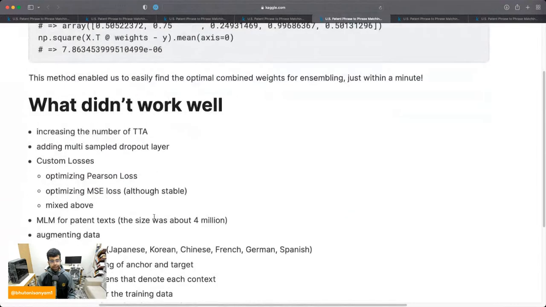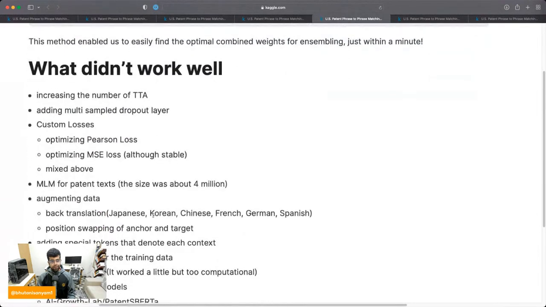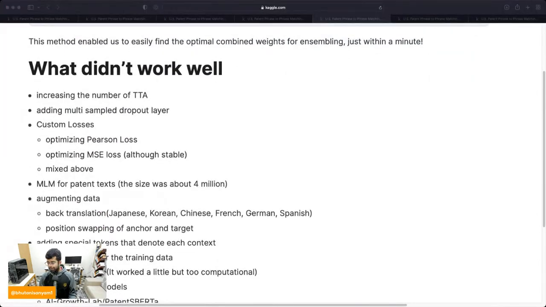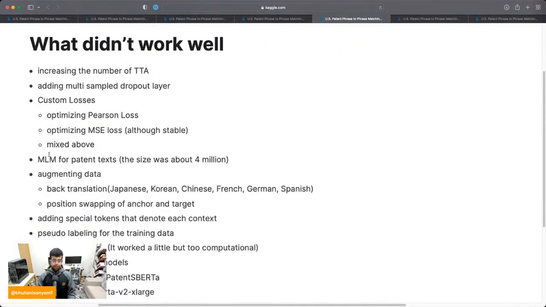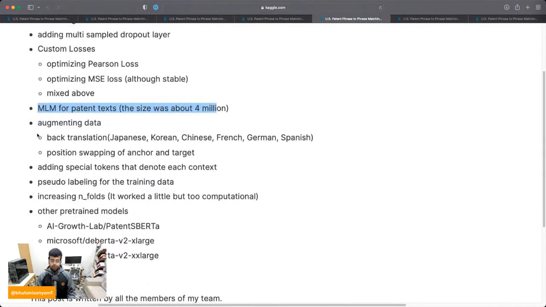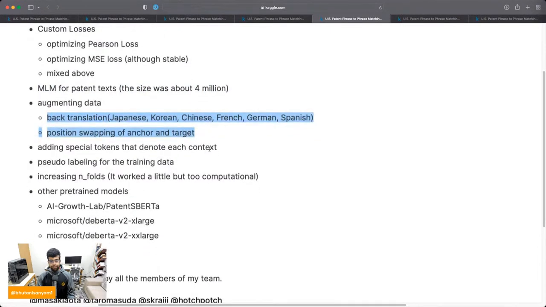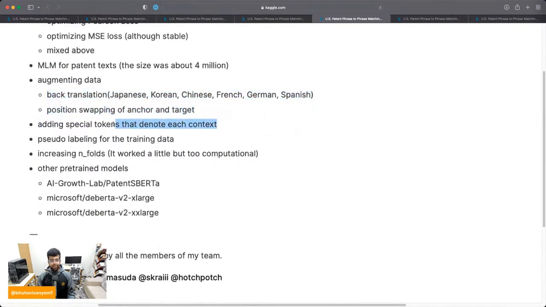So for them, increasing TTA did not work. Using custom losses, we saw another team recently that had done this. For them, this did not work. MLM apparently did not work for any of the top teams. Other augmentation, back translation, and swapping positions did not work. Adding special tokens for context, they had added tokens for targets, if you remember. For context, this was not helpful. And pseudo labeling for training data did not help for this team.